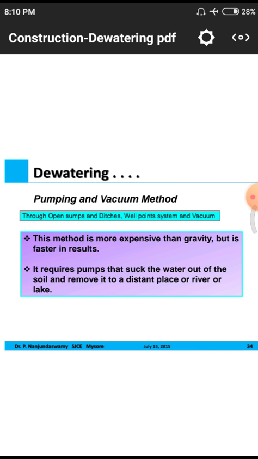Next, this is faster in results. Why? Because the total quantity of water is driven out by using the motor, so the process is faster. Within days, we get the result. It requires pumps to suck the water out of the soil, and to remove water from places near a river or lake. That means if there is any river or lake surrounding our structure, the soil will have a huge quantity of water, and the water will be removed by using this pumping or vacuum method.